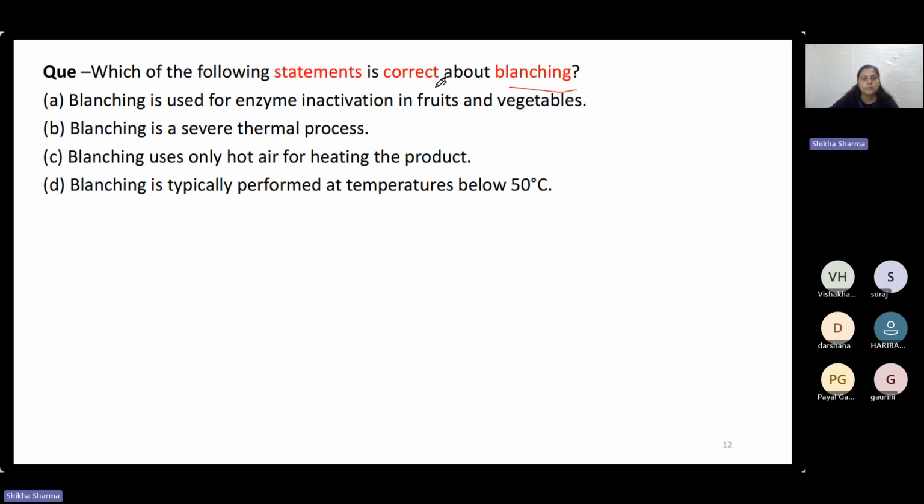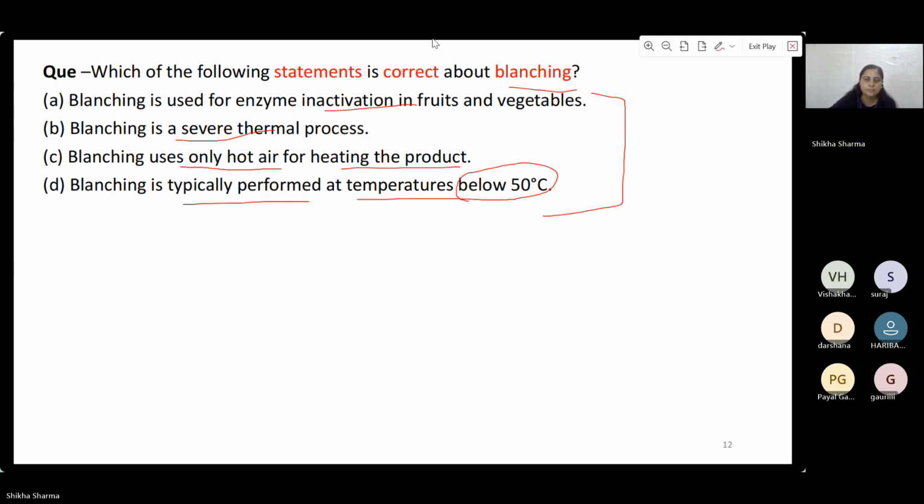Which of the following statements is correct about blanching? Blanching is used for enzyme inactivation in fruits and vegetables. Blanching is a severe thermal treatment. Blanching uses only hot air for heating the product. Blanching is typically performed at temperature below 50 degrees Celsius. Which statement is correct? Any guesses? A. Vishakha is saying A. Haribabu is saying A.